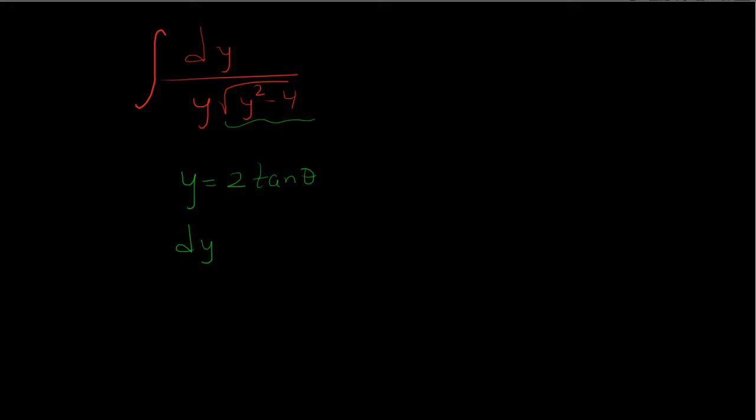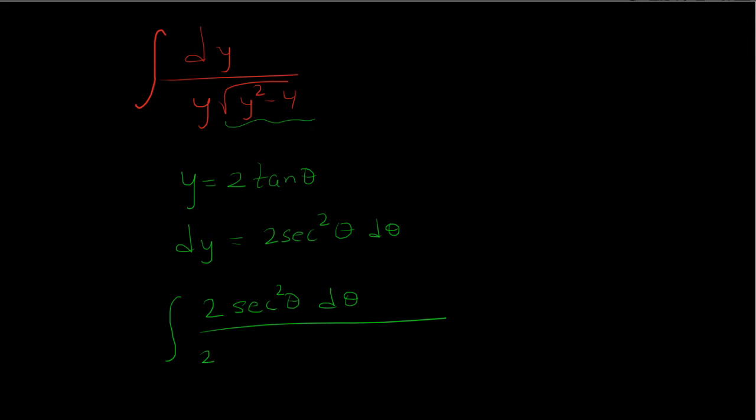So dy will be 2 secant squared theta d theta. Okay, so I'm just going to replace everything. The dy goes on the top. That's 2 secant squared d theta over y, which is 2 tangent theta. And then multiply that by the square root of y squared minus 4. Well, y is 2 tangent theta, so y squared is 4 tangent squared theta.